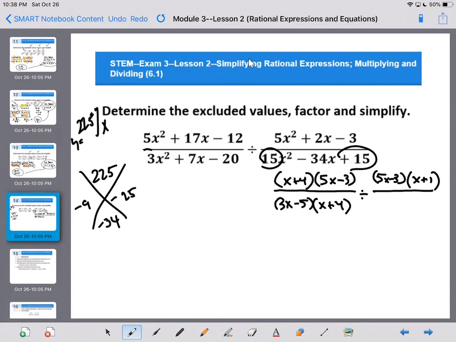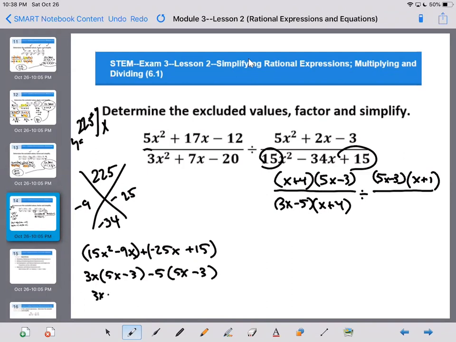So you'll have 15x squared minus 9x plus negative 25x plus 15. Group the first two, group the last two. Most you can take out is a 3x, so that'll be 5x minus 3. Factor out a negative 5, that'll be 5x minus 3. So you'll have 3x minus 5 and 5x minus 3. All right, so we've factored everything.